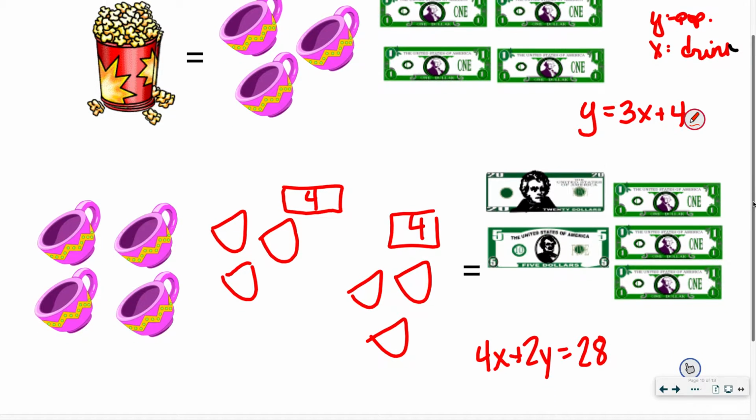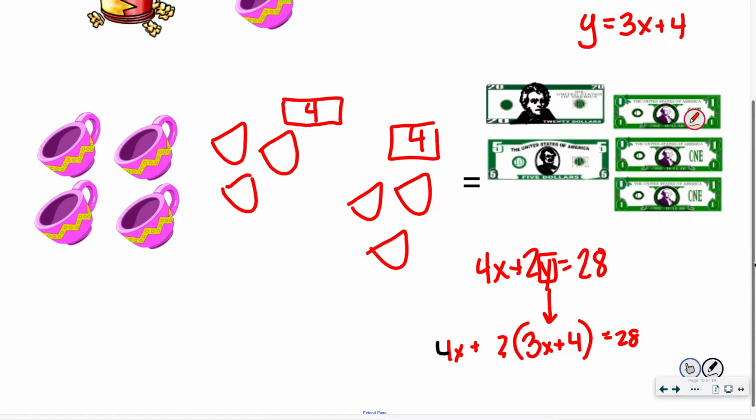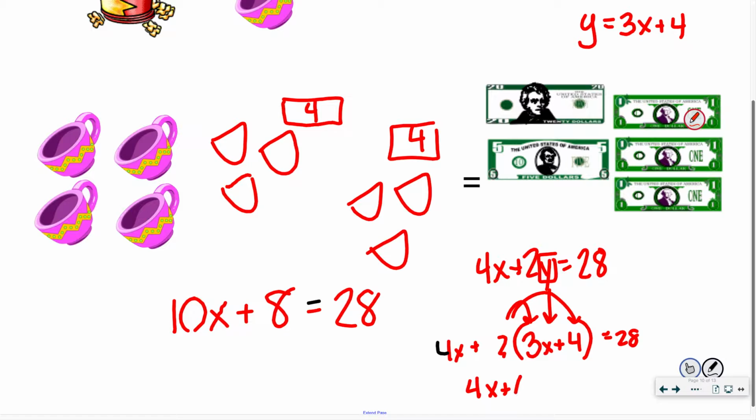But for those of you that solved the system using the equation, you replaced the y with 3x plus 4, but you still had the 2 because there were 2 of them. I substituted a number in. So now, whether you're going visual or not, what do I really have here? 2 popcorn. I have 4, 5, 6, 7, 8, 9, 10 cups. And how much extra money? $8, and that equals 28. The same 28. Same thing, if you distribute it here, now I get 4x plus 6x plus 8.